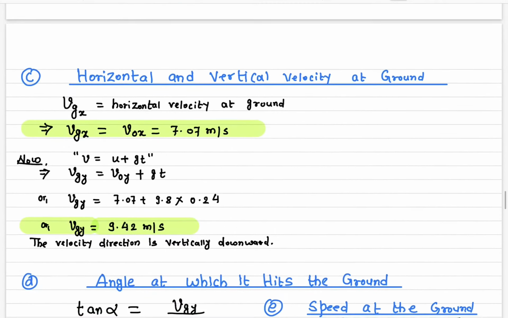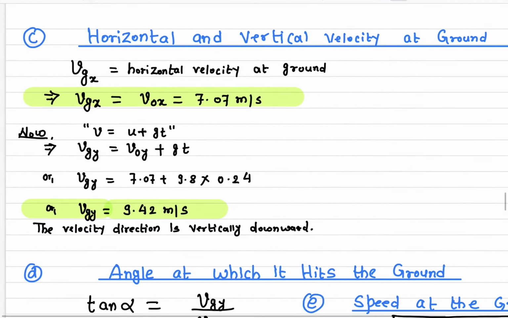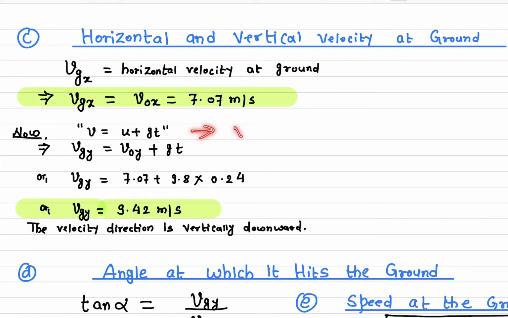Now let's calculate the horizontal and vertical velocity at the ground. Well, the one answer you know, of course, is the horizontal velocity would not change. So even at the ground, the horizontal velocity would remain exactly the same, which is vgx equal to v0x, and it would be 7.07 meter per second. Now let's calculate the vertical velocity. This is now for the vertical direction.